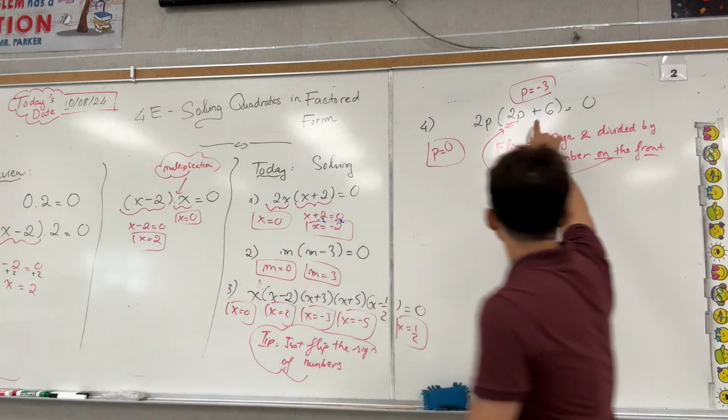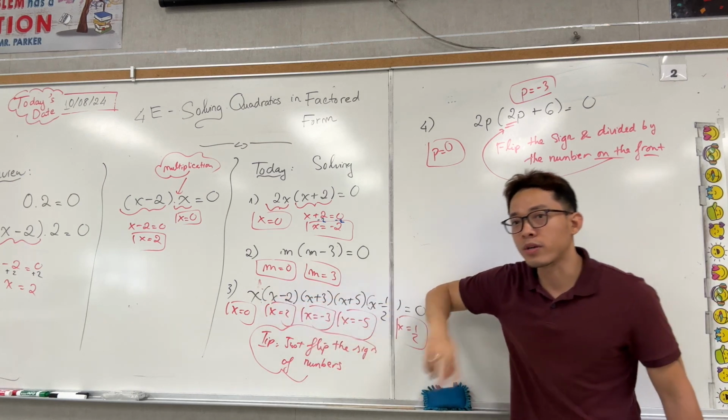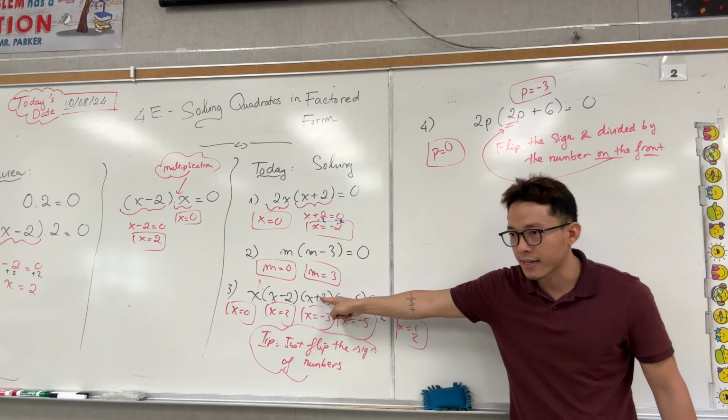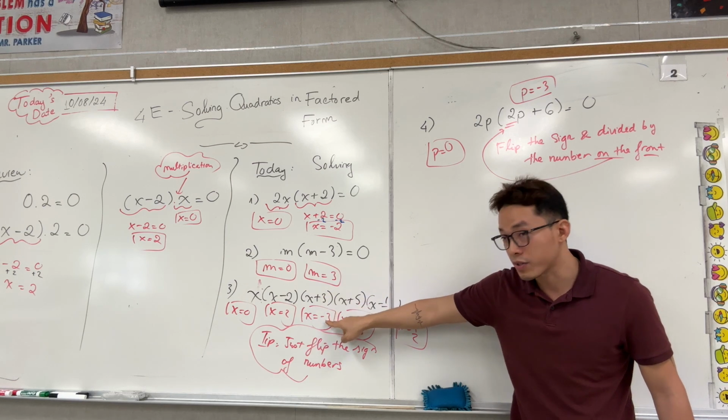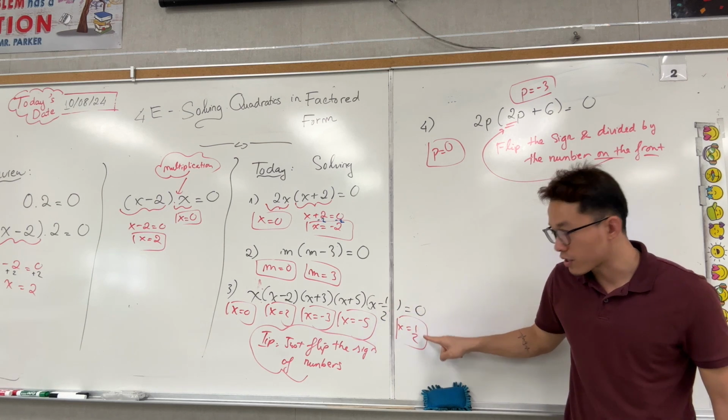So, when you see this one, there's no number in the front. So if you want to find a solution, you just need to flip the sign, because negative 3 plus 3 equals 0. Flip the sign, 5 is negative 5. You see negative 1/2, the solution is 1/2.